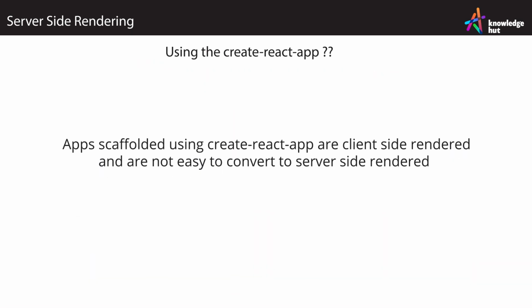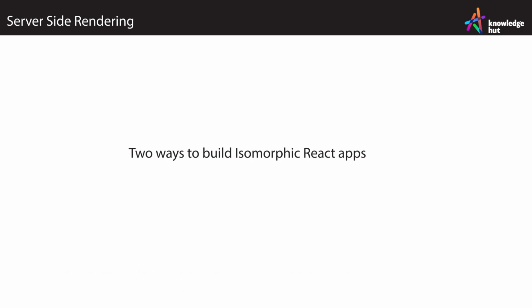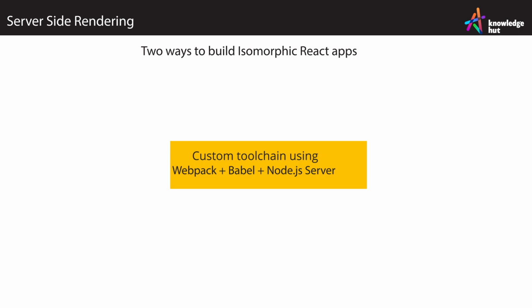Now, usually we have been building apps using the Create React App toolchain, but when building an isomorphic app, this toolchain will not work for us because it is designed to produce client-side rendered apps only. Thus, there are two ways to build server-side rendered or isomorphic React apps. You can use Webpack and Babel to create a custom toolchain that allows you to produce isomorphic React code comprising client-side and server-side editions of your React app, including a Node.js-based server.